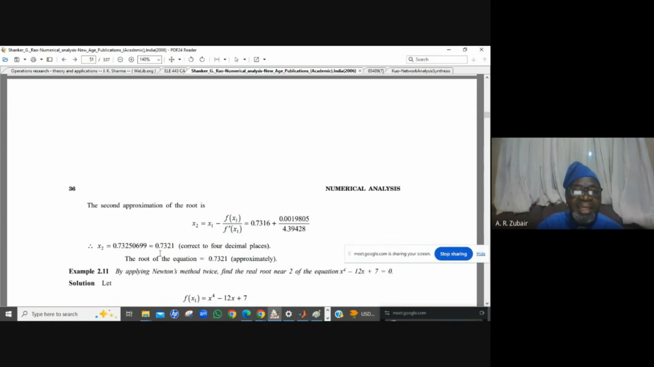It's stopping here. I think it is correct to how many? To 4 decimal places. But if I were you, I should not stop here. Do up to x3, x4. If, for example, when you get the next one you got 0.7321, and you get 0.73212, if I were you, I would do 2 more. I'll be convinced that 4 decimal places is no more changing.